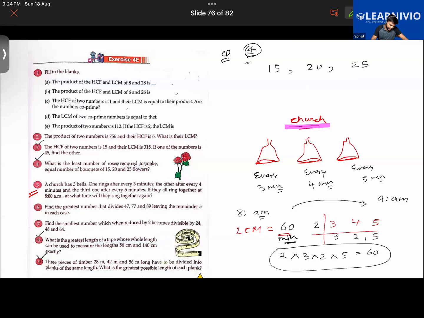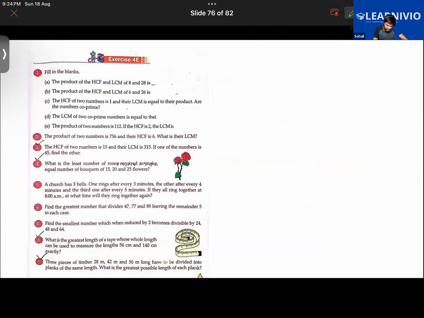Okay, now moving on to the next question, question number 6. I'm erasing all this. Find the greatest number that divides 47, 77, and 89, leaving the remainder 5 in each case.